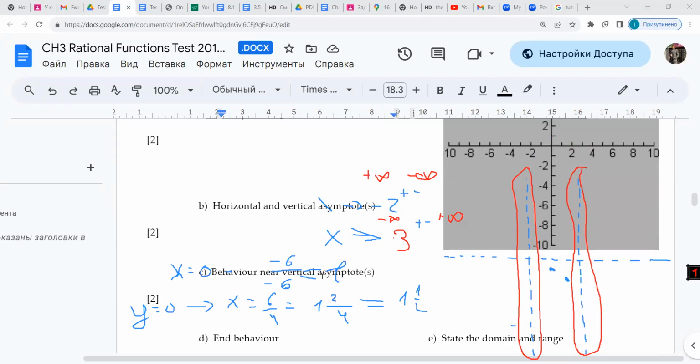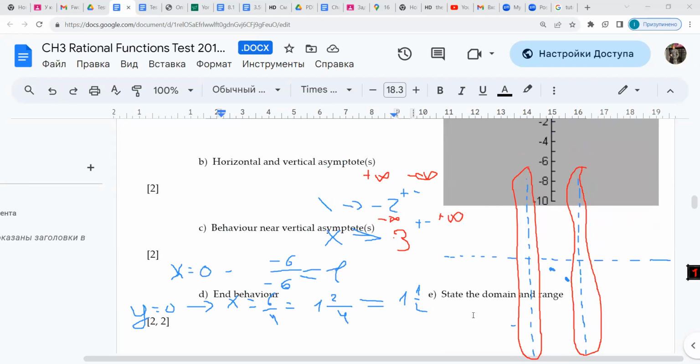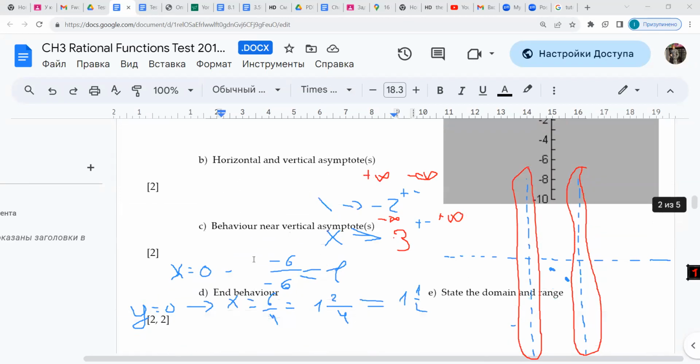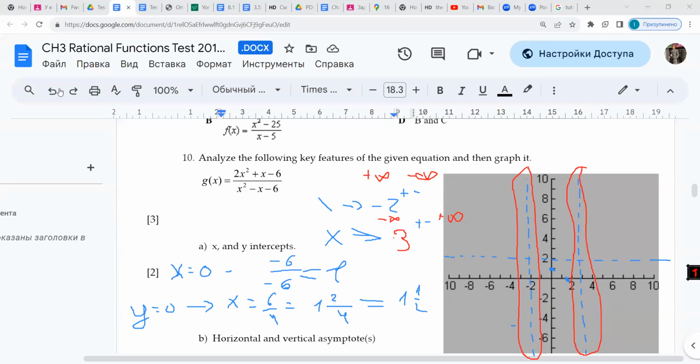Moving on to end behavior and domain and range of this function. How do we evaluate the end behavior? We substitute x for an incredibly big positive number, like positive infinity, and a big negative number, like negative infinity, and see how the function behaves in that way.